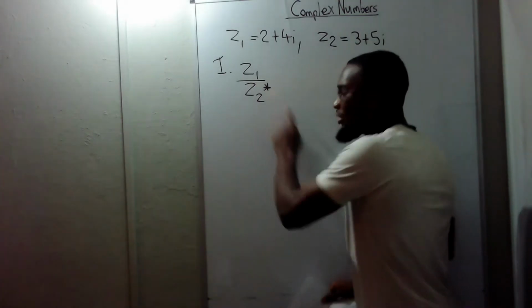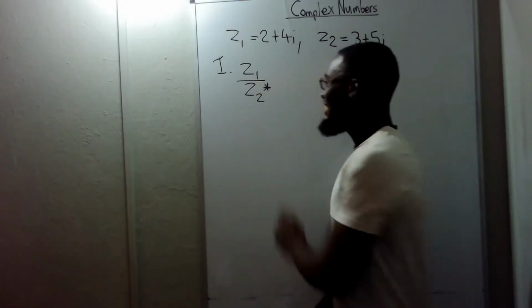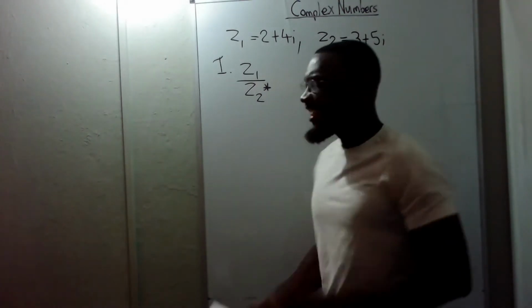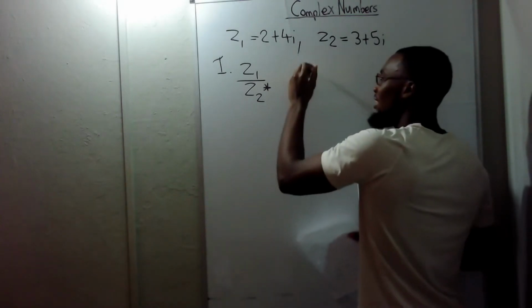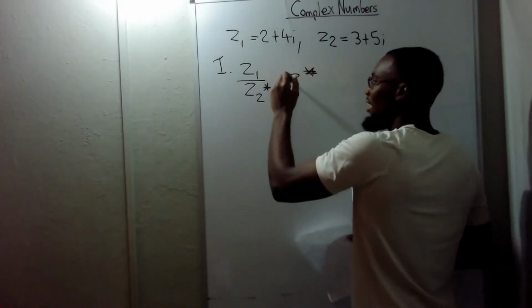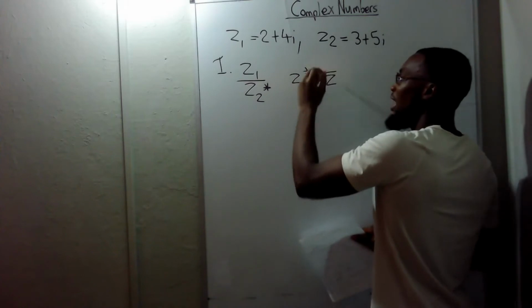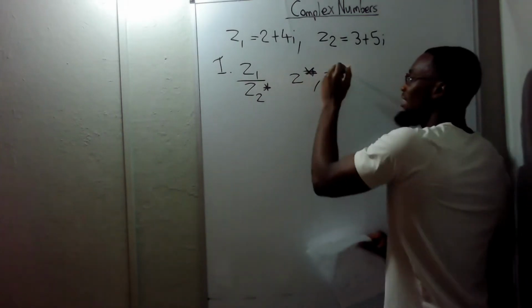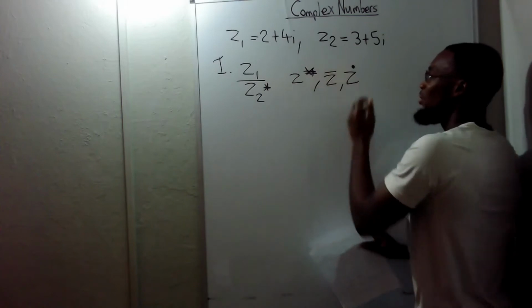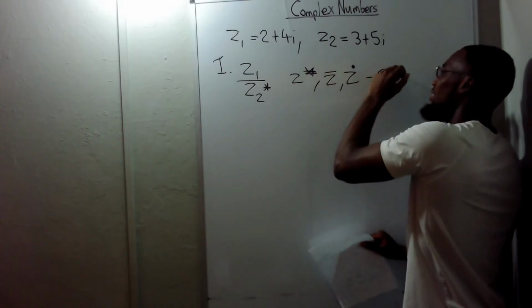Now remember, Z2 star means conjugate. The star means conjugate. Always remember star. If it's a Z star, or a Z bar, or a Z dot, all of those mean conjugate.